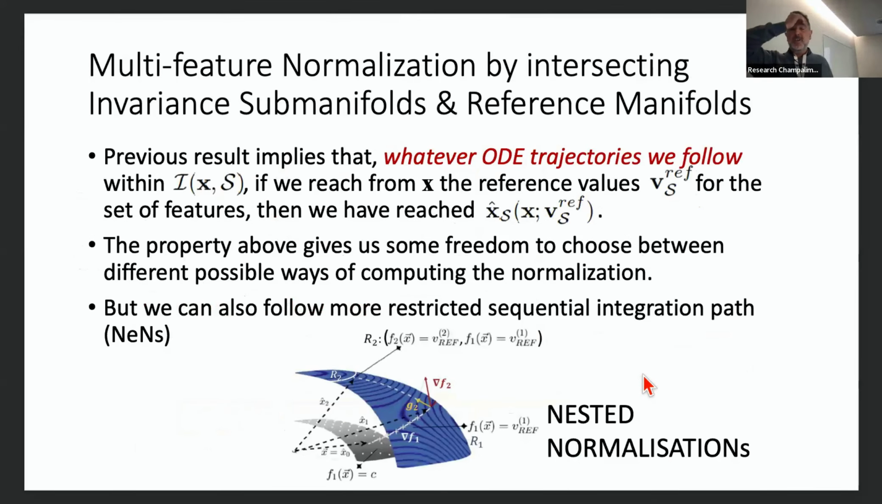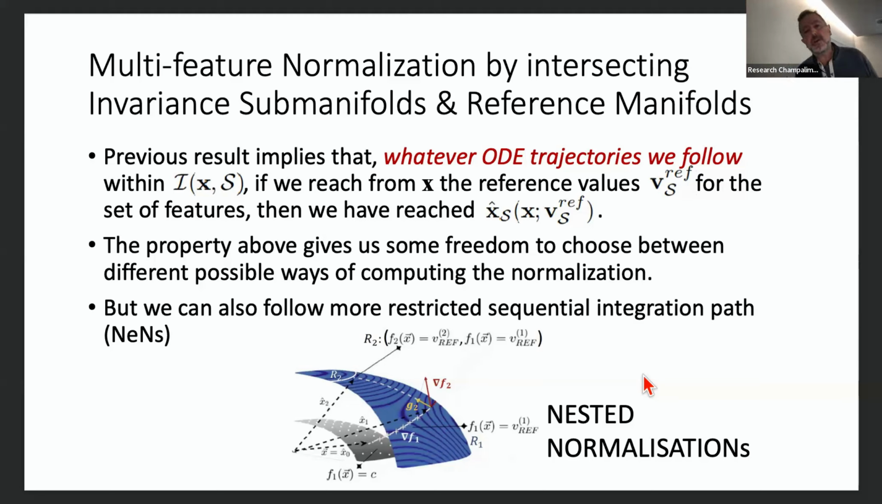Okay. This is interesting because it's more open than the previous graph. So now you can follow whatever ordinary differential equation trajectories you want. There are many possibilities to arrive from one point to another, in this case to the reference manifold. And because it's unique, it doesn't matter. This looks a little bit like conservative fields in physics. It doesn't matter how you go, you get to the same potential. So it's very similar. And this is important in practice for finding convenient solutions.